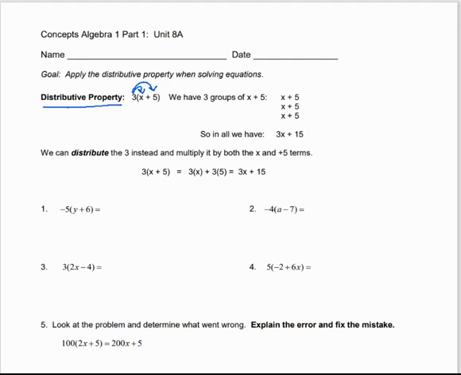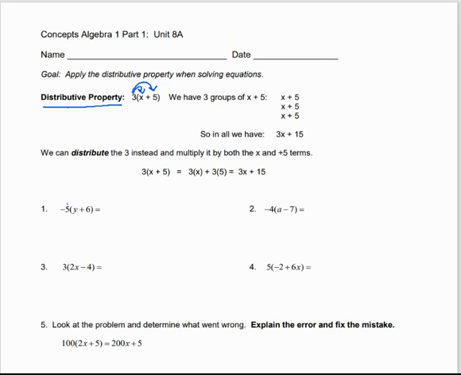Okay, so our distributive property says take what's on the outside and multiply it through to everything in parentheses. So if we had 5 different terms on the inside, we'd have to multiply 5 different times. Okay, so let's look at number 1. We're just going to distribute.